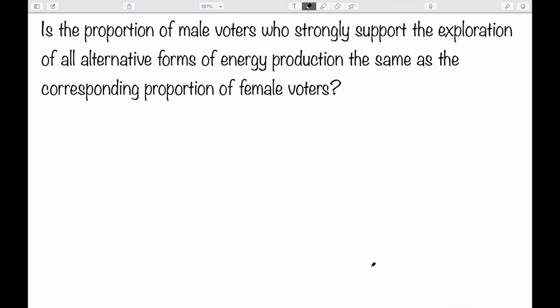Next, is the proportion of male voters who strongly support the exploration of all alternative forms of energy production the same as the corresponding proportion of female voters? Well, we know that the males is equal to the complement of the females. So that tells me that M and E are independent.